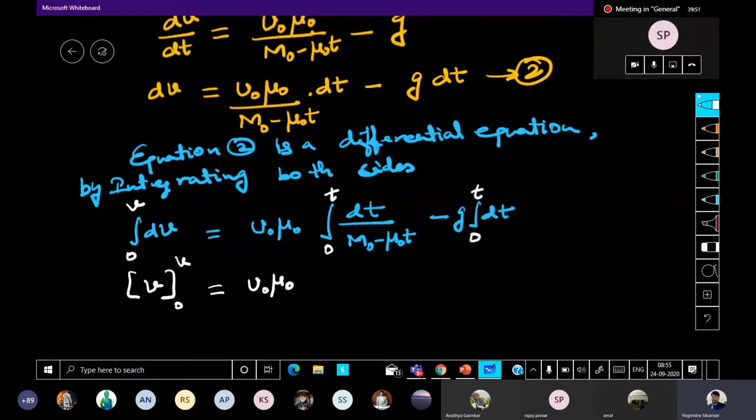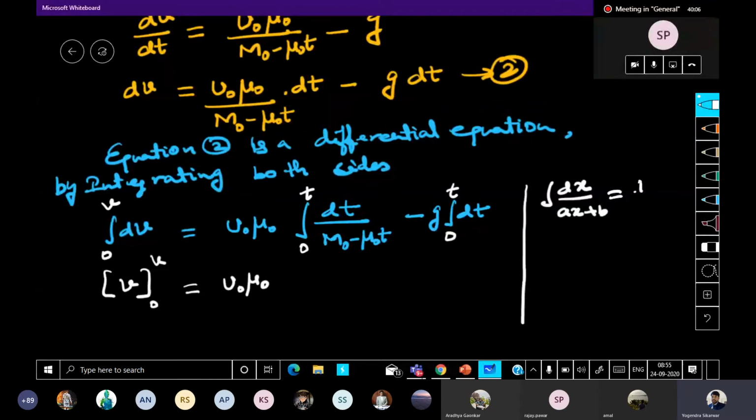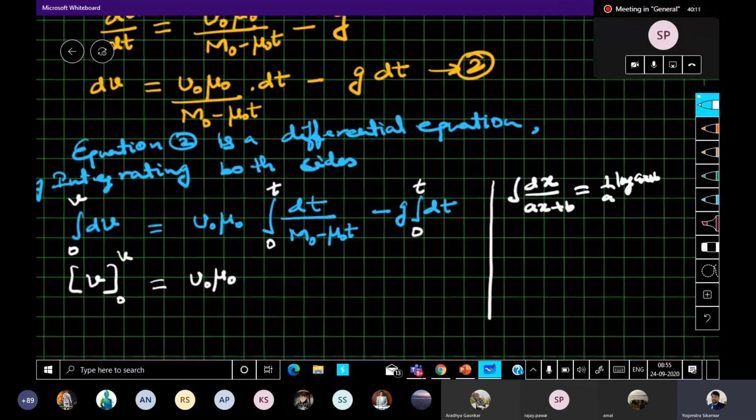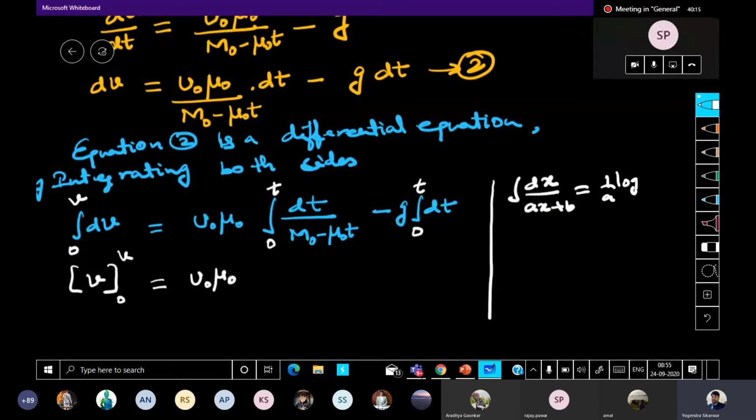mu naught. Now if you remember, I am just giving you the method to integrate. Integration of dx upon ax plus b is 1 upon a log of ax plus b. In here, pay attention, m naught is basically b and mu naught t is basically ax. In fact, you can use the minus sign also.